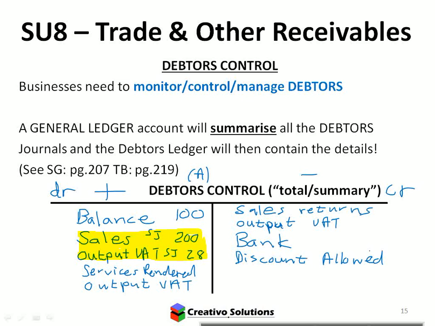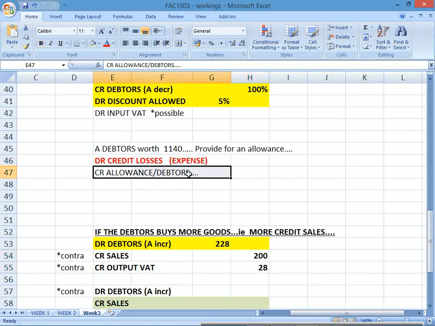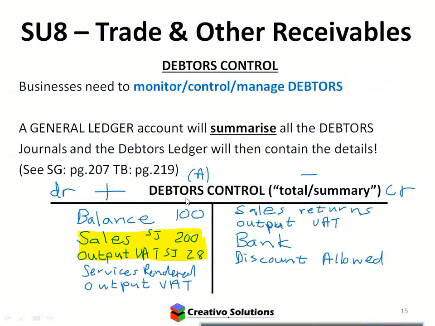Okay, we spoke about a credit loss. What is a credit loss going to do to the debtors? A credit loss wouldn't increase the debtors. Think about it. If a debtor doesn't pay you, what is that? It's bad debt, it's credit loss. So you write off your bad debts. How do you write off bad debts? Debit the credit loss, credit the allowance, or the debtors. We're using the debtors in this example. So you can have a credit loss here as well.